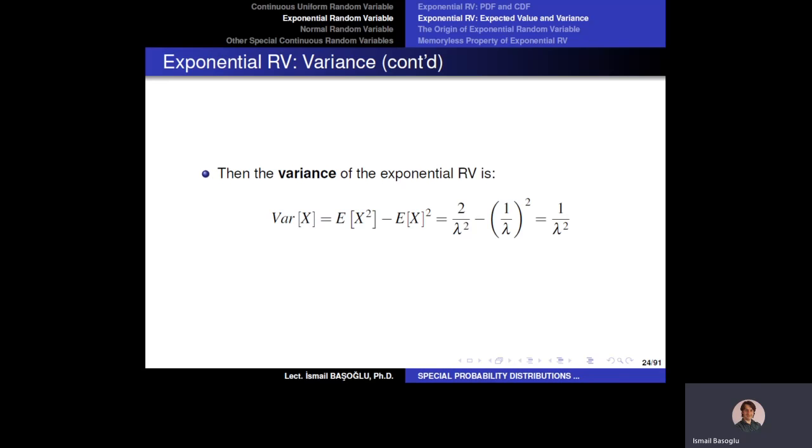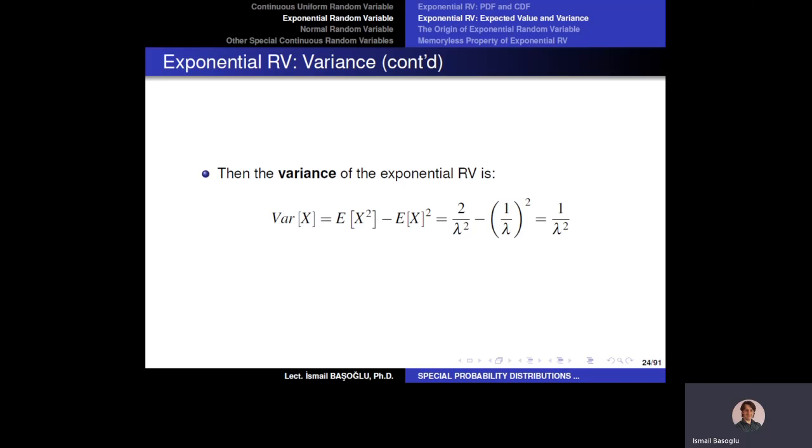Okay? Now, if the rate parameter is small, then this means both the expectation and variance are going to be large. And if the rate parameter is large, both the expected value and the variance are going to be small.